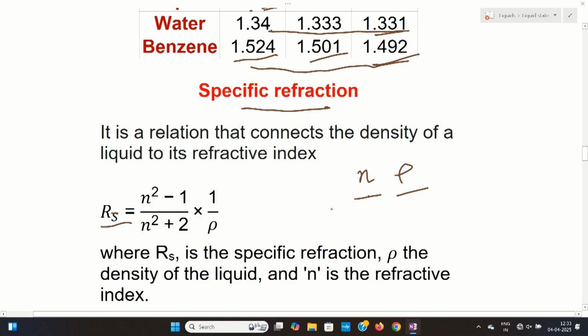If we explain this a little more, here when we increase temperature, what will happen? The n square value will increase, the refractive index value will increase. So, here this n value and this n value will be higher. Then the increase in the n value is compensated by the density of the liquid. Therefore, the specific refraction value remains constant when we increase temperature.